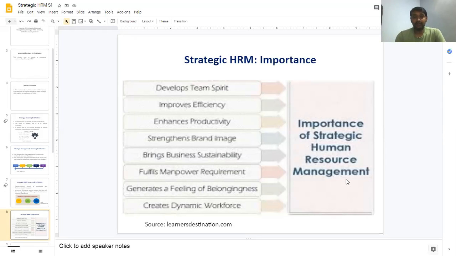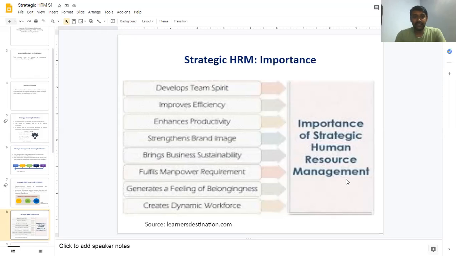And the next one is it fulfills manpower requirements. No doubt, since the plans of the HR manager are very perfect in this particular parameter, they will fulfill the manpower requirements. How much manpower is required for an organization will also be analyzed and implemented. The next one is it generates a feeling of belongingness. No doubt, every plan in the organization with respect to human resources is proper in nature, it gives a feeling of belongingness to the employees in the organization. So this is also one of the important advantages.